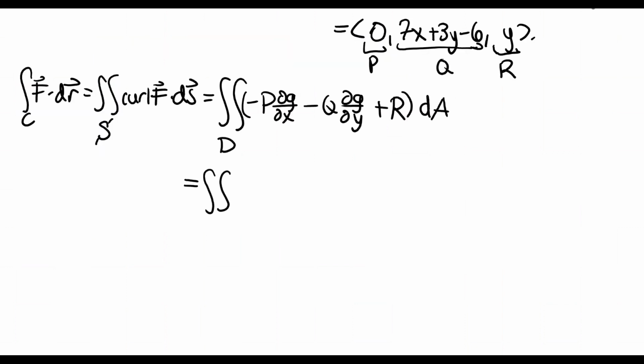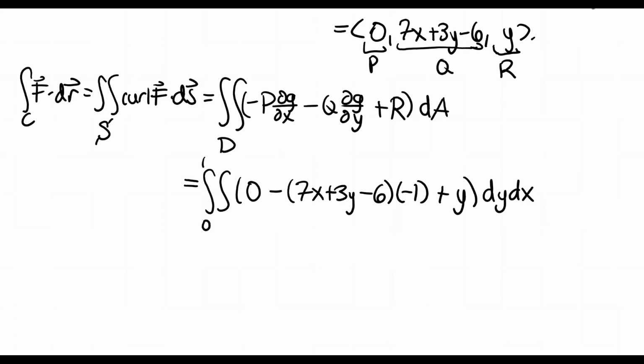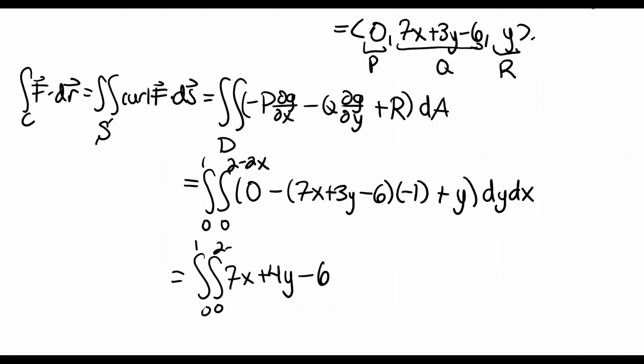Now I'll plug everything into the surface integral formula. The partial of g with respect to y is -1, so this simplifies to the double integral of 7x plus 4y minus 6 over the region D, so we have y running from 0 to 2 minus 2x and x running from 0 to 1. Integrating this out, the answer comes out to -1.